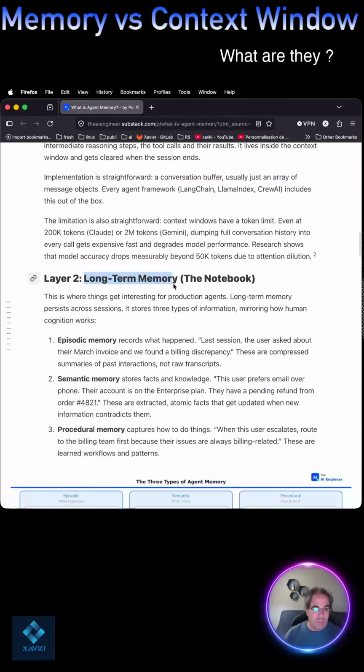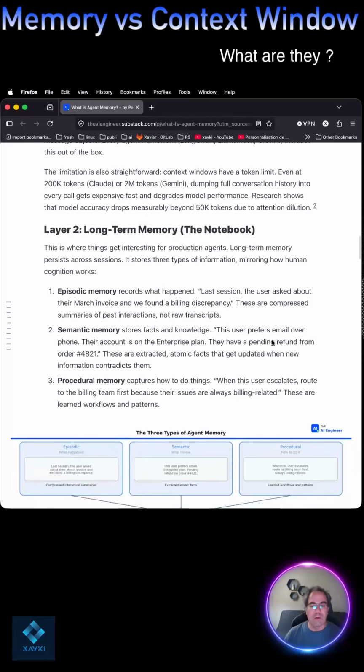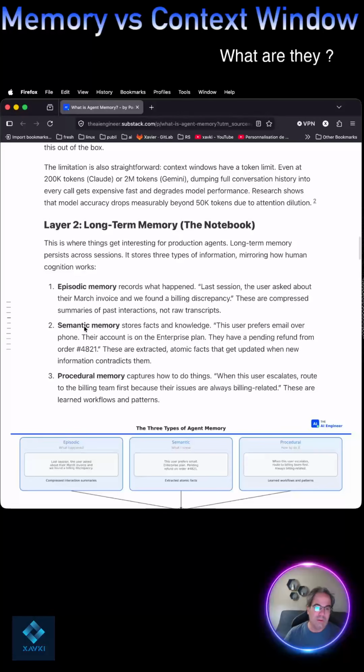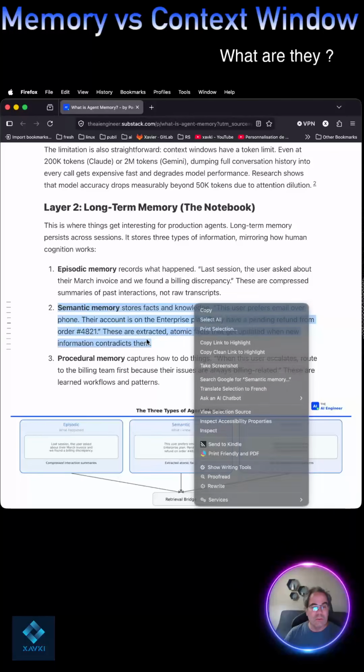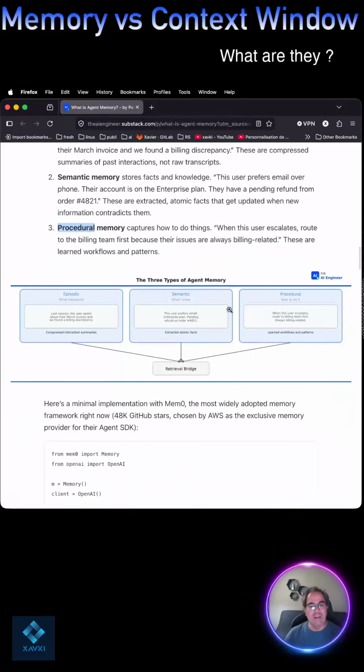You have the long-term memory, so it's a little bit different. It's more like human memory. You have three subparts for this memory. So you have the episodic memory, so it's more about the last session or the latest discussion that you have with the agent. And you have the semantic side. It's more about who you are, what you have in mind, and the procedural memory, it's more about how you process things and stuff like that.